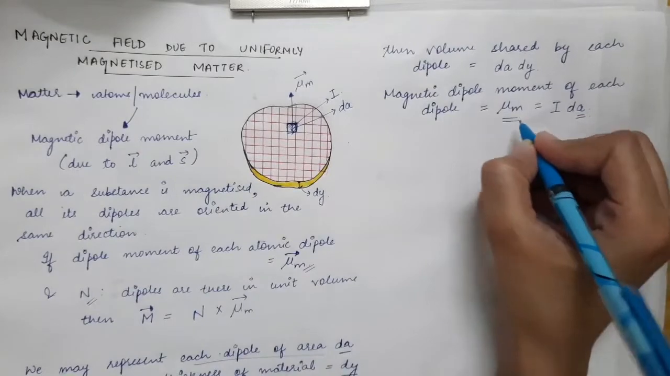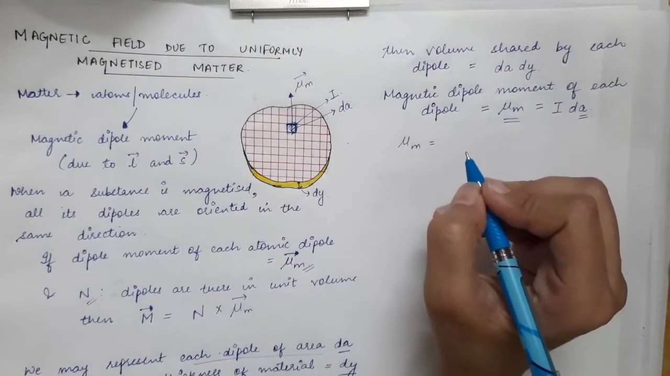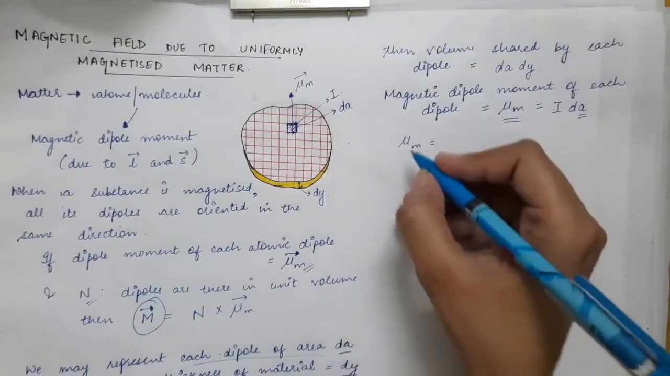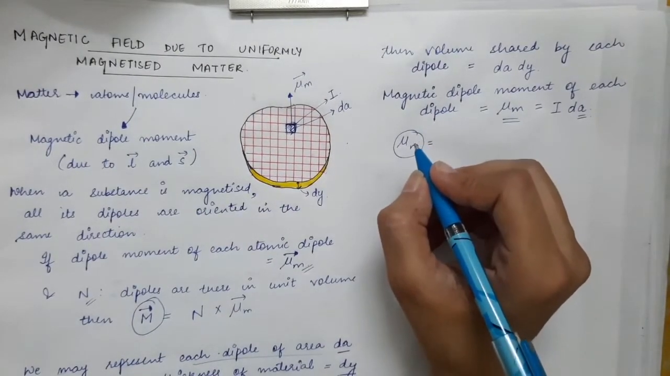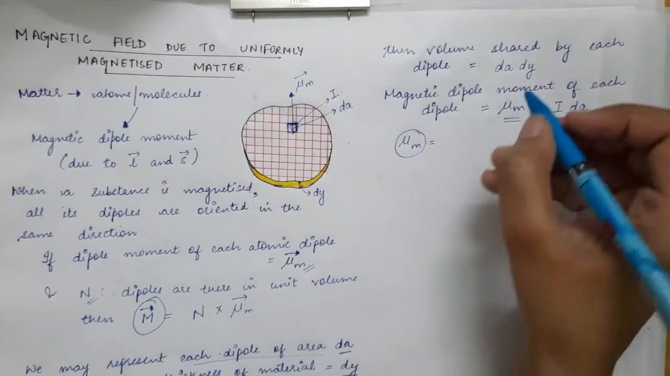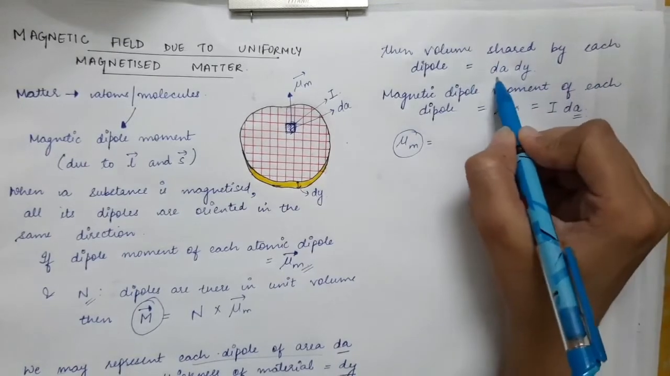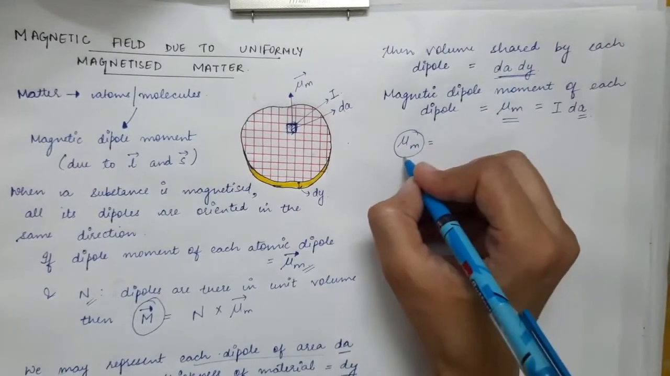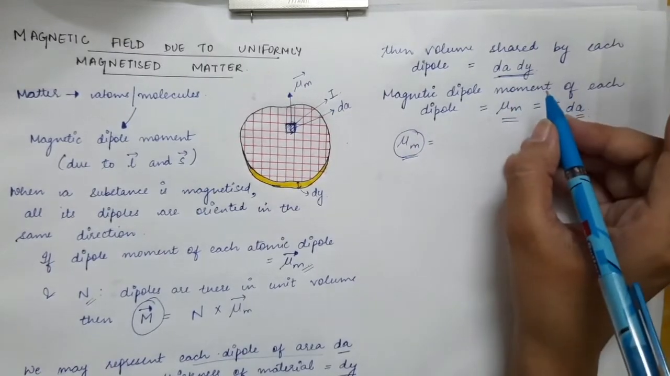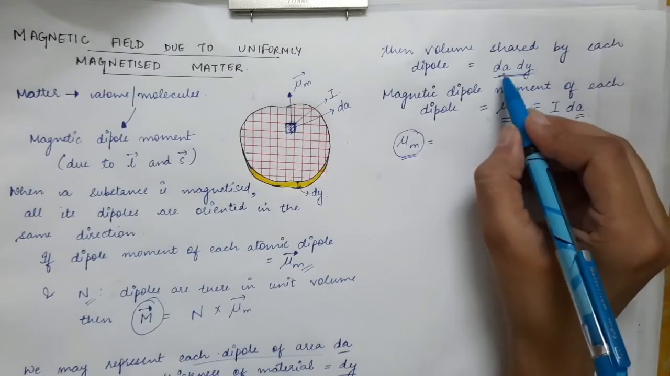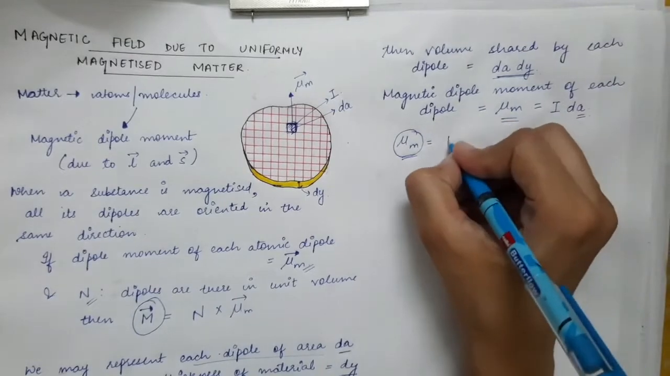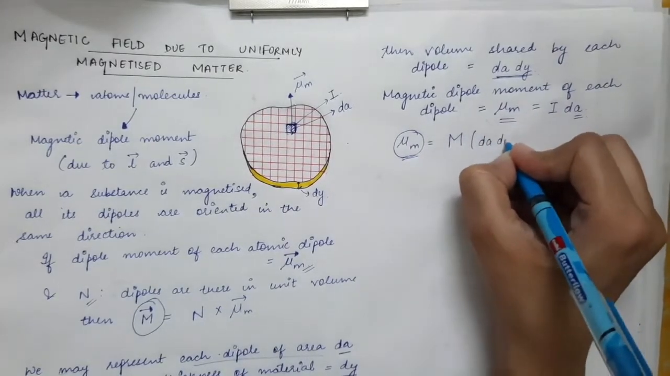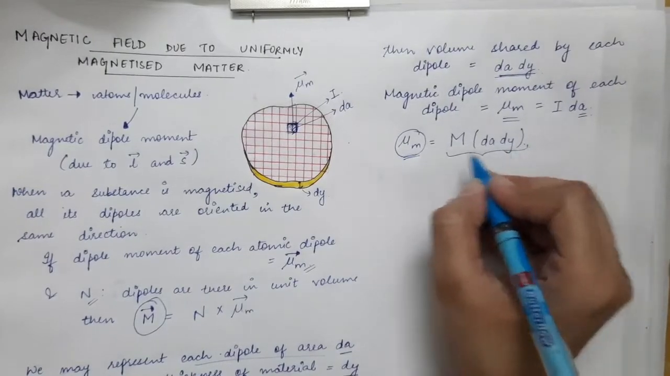Now the magnetic dipole moment can also be written in terms of magnetization. As we know, magnetization m vector is the magnetic dipole moment in unit volume. Mu m is the magnetic dipole moment of each atomic dipole. As we have said, the volume shared by each dipole is dA into dy. So mu m, the magnetic dipole moment of one atomic dipole, can be written as m, the magnetic dipole moment in unit volume, times the volume shared by each dipole.